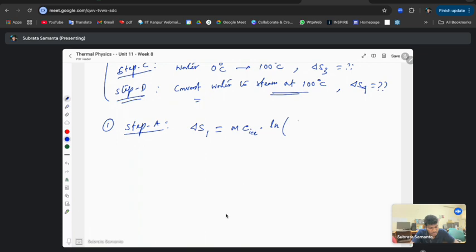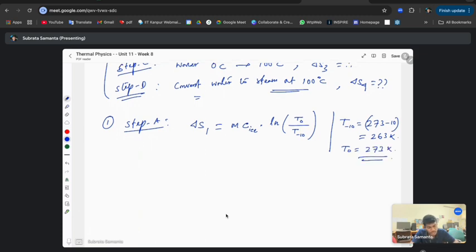So T0 and T minus 10. T minus 10 is basically the temperature minus 10 degree centigrade, so you have to convert it to Kelvin. So T minus 10 is 273 minus 10, so it's 263 Kelvin, and T naught is 273 Kelvin.